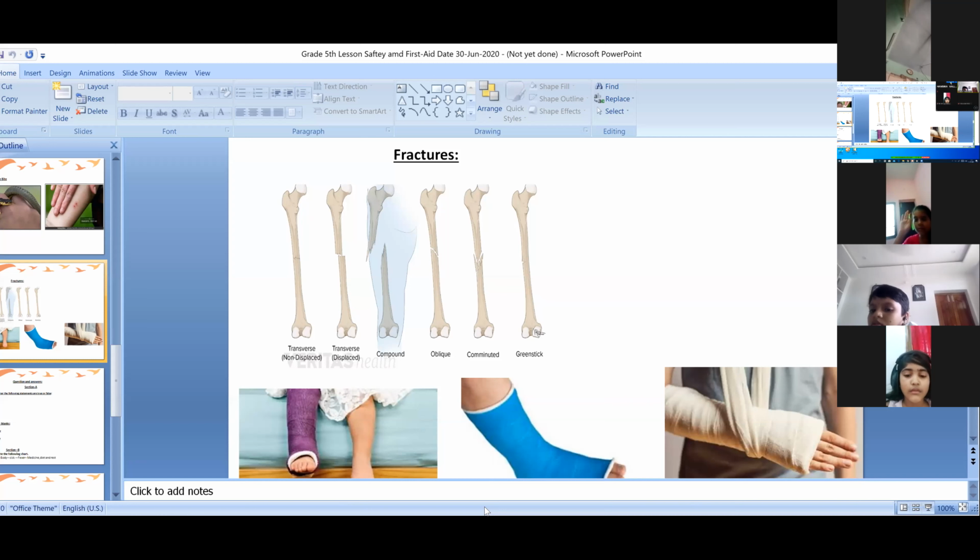So you can see these pictures. Is this clear, children? If you have any doubts, you can ask me. Yes, you can raise your hands.